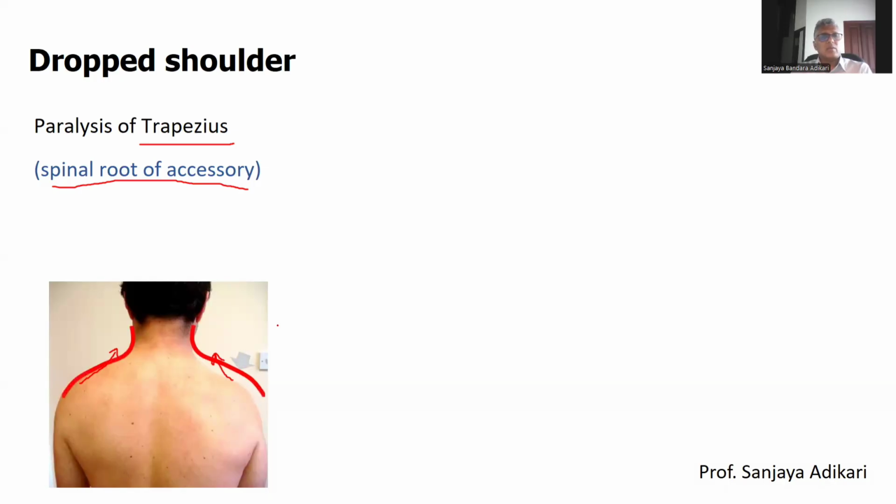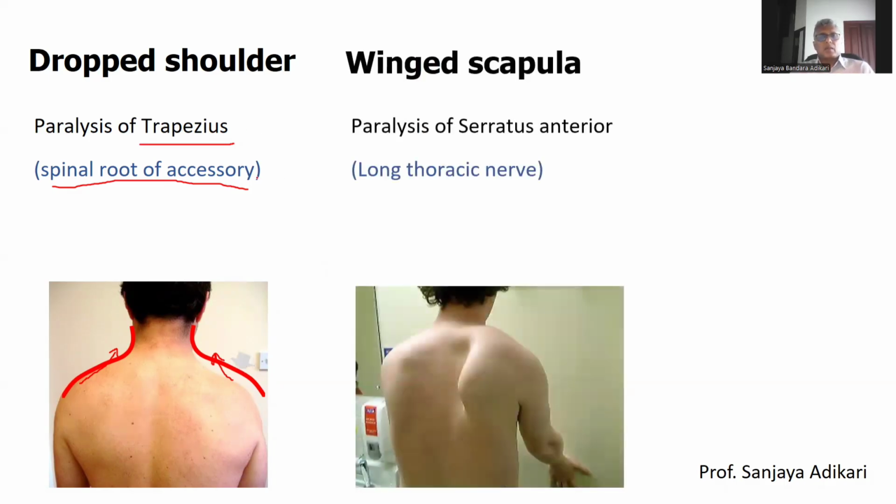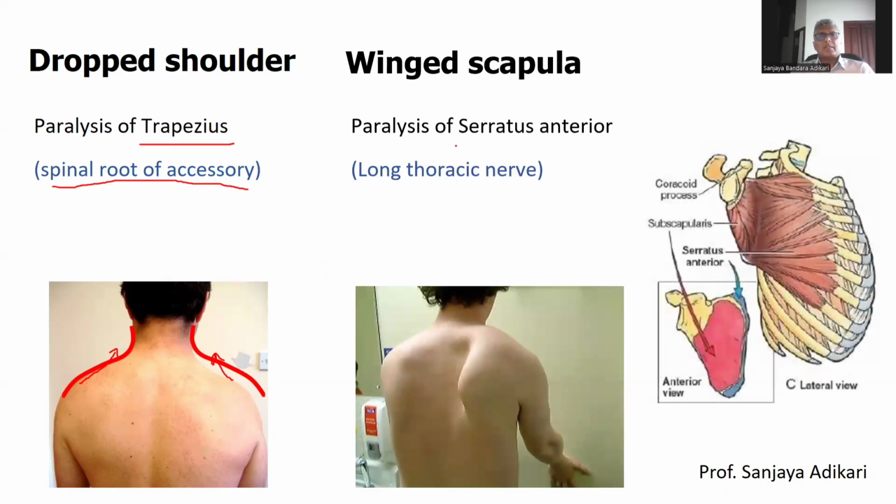You can see here on the right side of this person, the shoulder is dropped compared to the left side. So this is due to the damage to the spinal root of accessory nerve, because the spinal root of accessory nerve supplies the trapezius and the sternocleidomastoid muscles in the neck. Then the winged scapula: when the serratus anterior muscle is paralyzed, likely due to damage to the long thoracic nerve, you get winged scapula, as you can see here, winging of the scapula, because this muscle is paralyzed now.